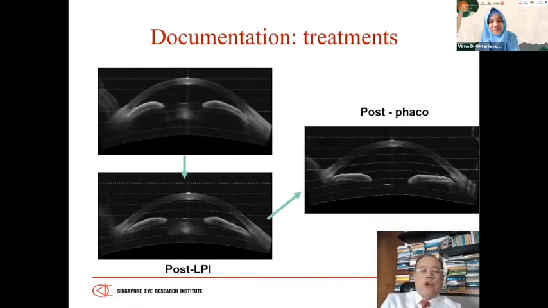It is also useful for documenting treatments such as phacoemulsification. In this example here, after LPI, the angle opened up slightly, but is still very narrow, due to a very large lens vault. And after phacoemulsification, the lens has been removed, the anterior chamber is much deeper and the angles have opened up.